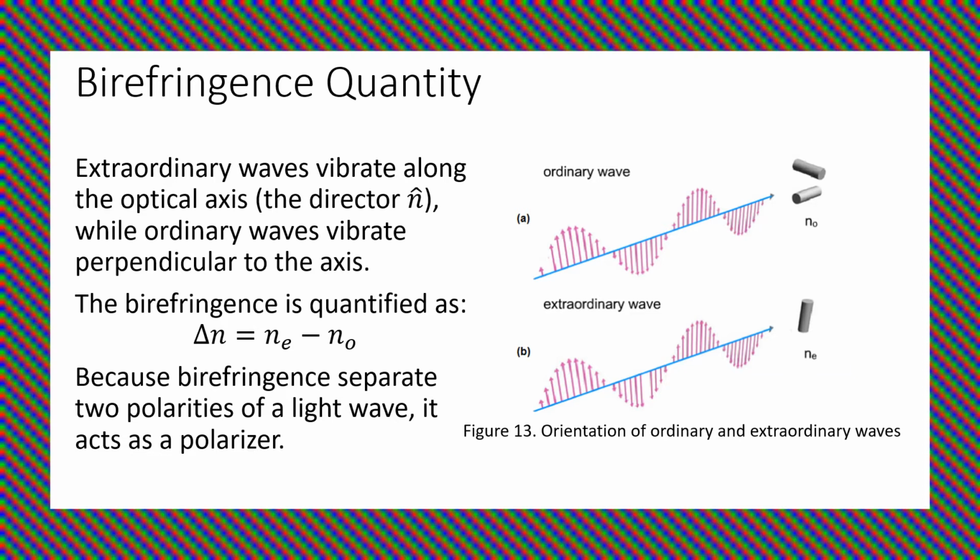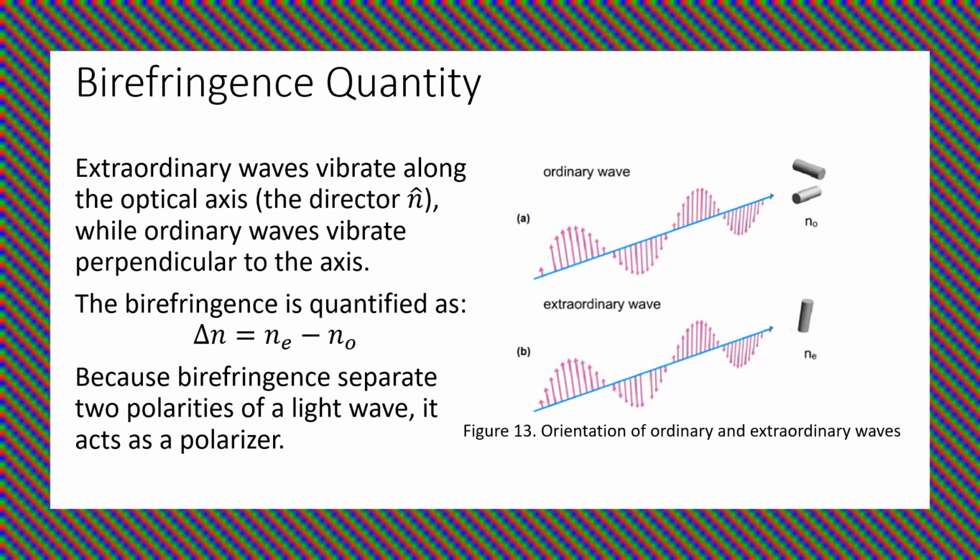We can quantify the birefringence by subtracting the extraordinary wave and the ordinary wave. As you can see here in figure 13, at A, the light propagating is parallel to the director, or is actually not on the same axis as the director. The extraordinary wave is the wave that's vibrating along the optical axis, which is the director.